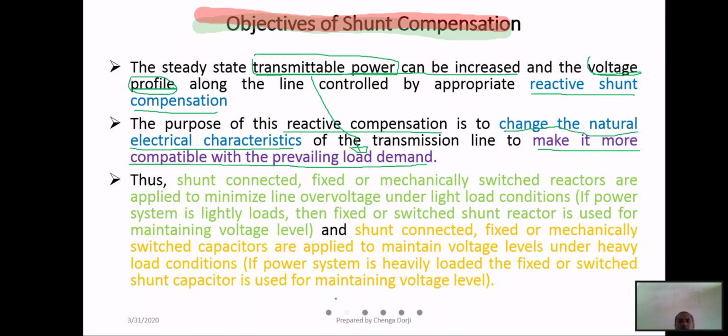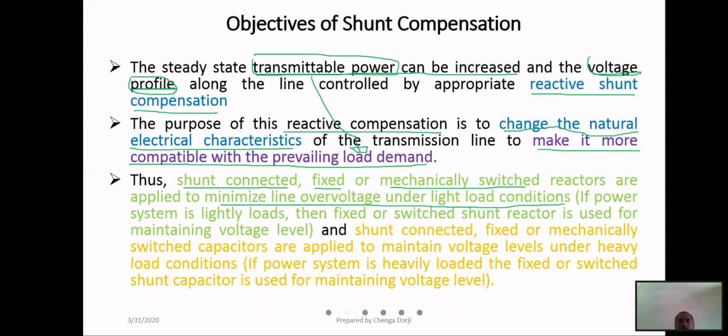Therefore, shunt connected fixed or mechanically switched reactors are applied to minimize the line over voltage under light load conditions. So during the light load condition, in order not to have the Ferranti effect, you can have this.